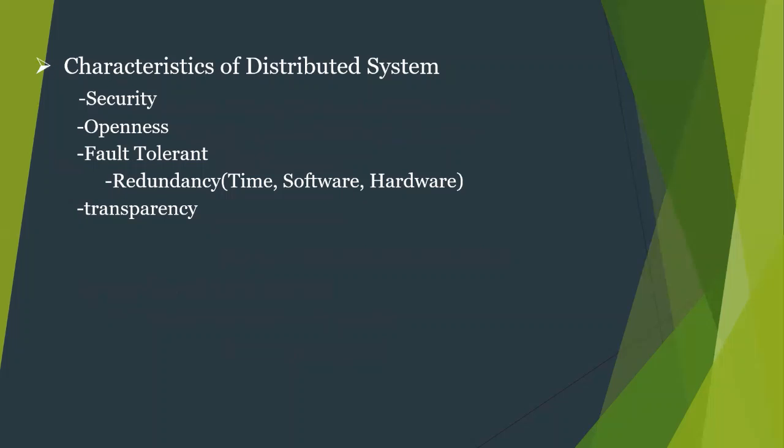Next, the characteristics of the distributed system. A distributed system must possess the following characteristics: security, openness, fault tolerance, and transparency. So what is security? A distributed system should permit communication between resources, or users, on different computers by enforcing necessary security arrangements. The security features are mainly proposed to provide confidentiality, integrity, and availability.